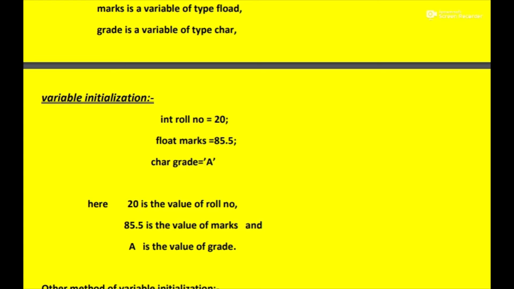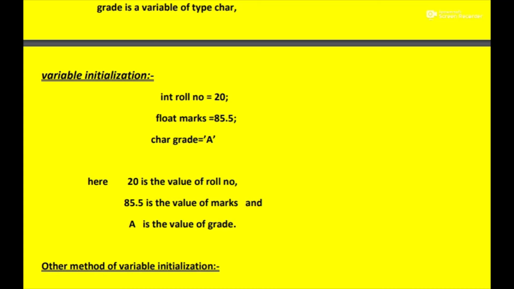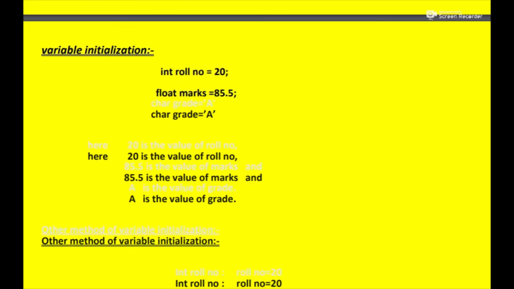Variable initialization. Int roll no = 20; float marks = 85.5; char grade = 'A'. Here 20 is the value of roll no, 85.5 is the value of marks, and 'A' is the value of grade.